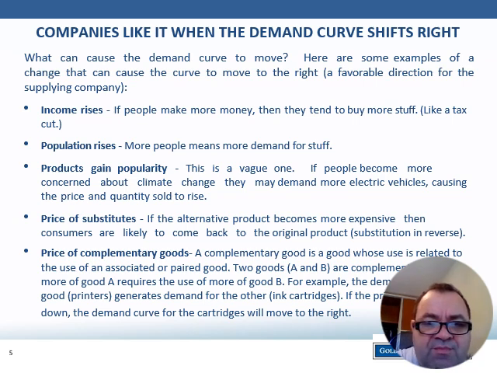So the price change of beef is a movement along the demand curve for the demand for beef, but it's a shift for the demand curve for chicken.